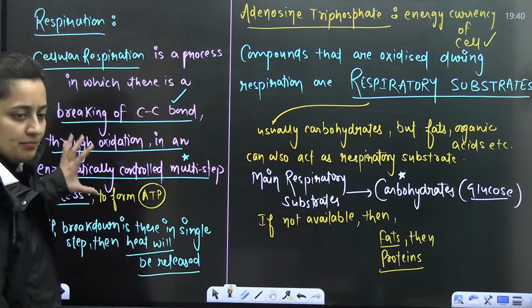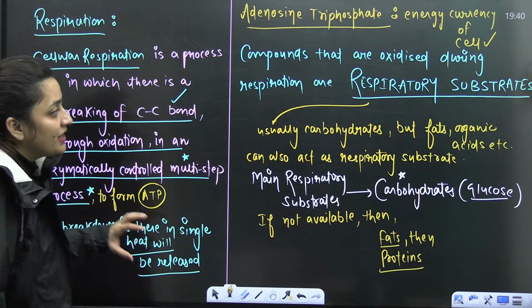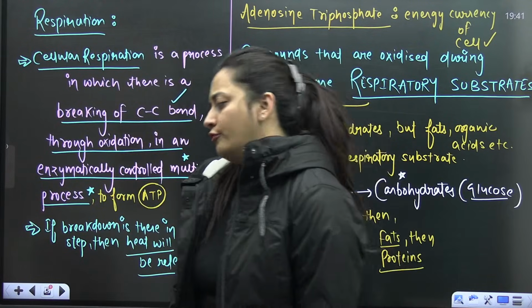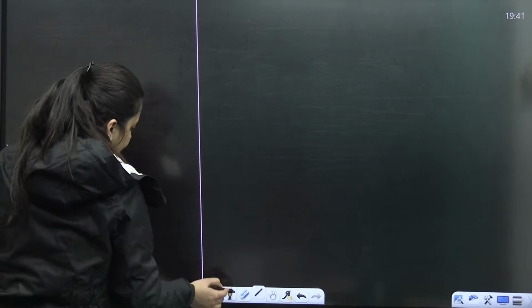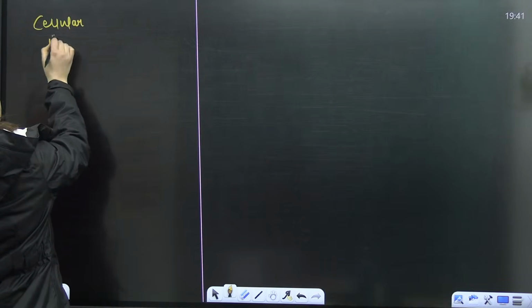So again, multiple steps, making ATP, using ATP when there is need. The main respiratory substrate is carbohydrate. If not available, the body can go for the fats, the proteins, or the organic acids. Is that clear? Before going forward, overall, I'll talk about their calorific and physiological values as well.